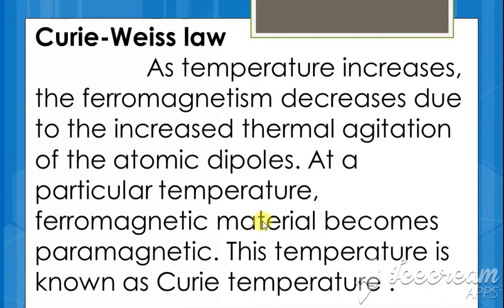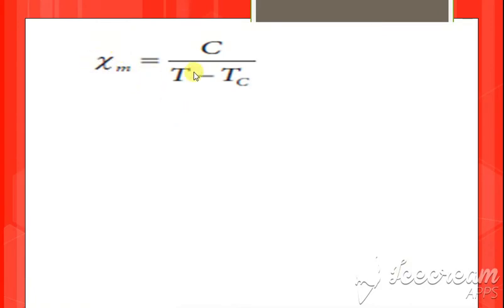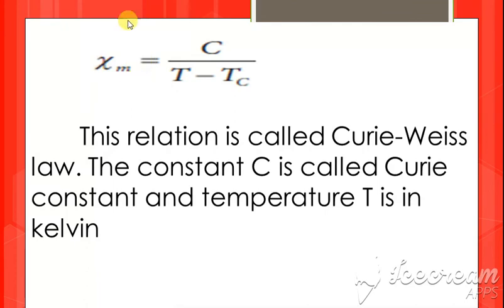The same thing is given here also. That temperature is called the Curie temperature. And so we write xi m is equal to C divided by T minus the Curie temperature, whereas earlier we wrote only T. So this is called the Curie-Weiss law. C is called the Curie constant. T is the temperature in Kelvin.